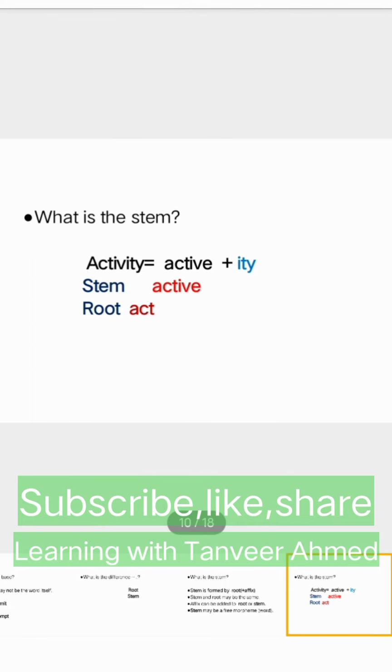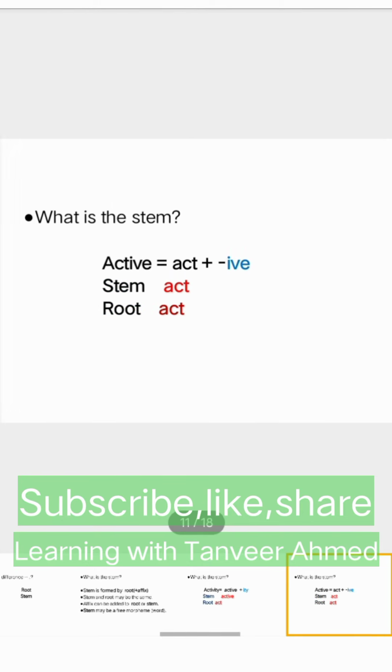The clear difference between stem and root is that root can't be further divided and root is meaningful. Stem is also meaningful, but mostly it is used with some kind of affix. Now look at what is the stem. "Active" is equal to "act" plus "ive". So "act" is behaving like stem and root both.